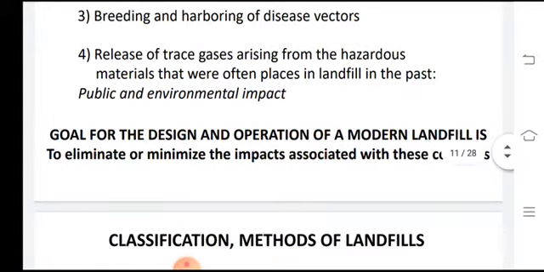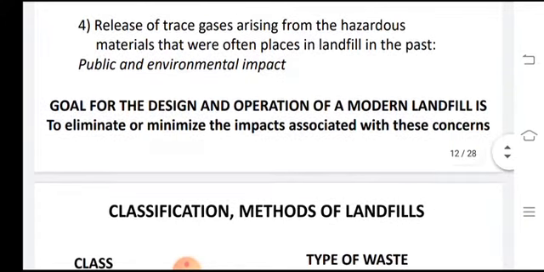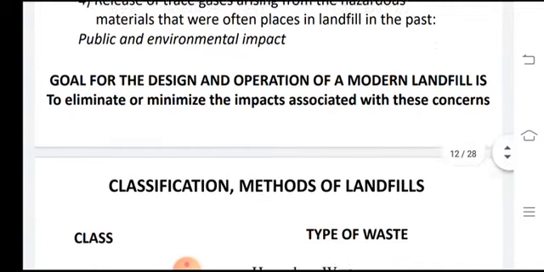So the goal for the design and operation of a modern landfill is to eliminate or minimize the impact associated with these concerns as explained above.